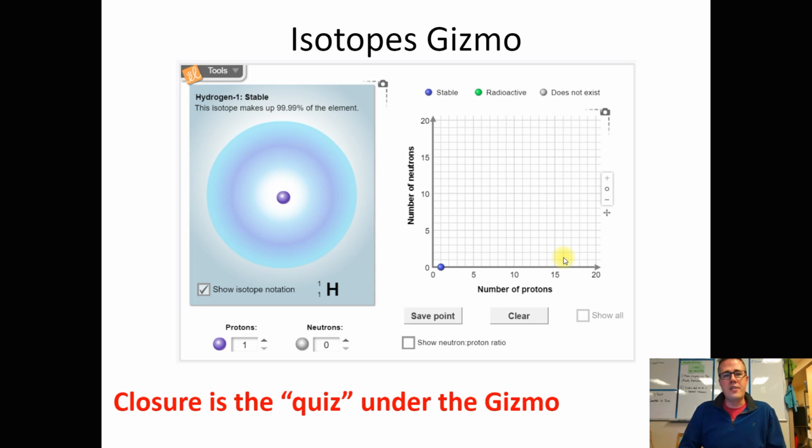Your last step for this lesson is to go into the Isotopes Gizmo. So you're going to go to explorelearning.com and open up the gizmos and open up the one that is about isotopes and fill in the paper that's attached to this lesson. There is a quiz underneath the gizmo. That's going to be your closure for this lesson. That's the thing that I'm looking at in order to see who I need to add extra help to. So please head off to the gizmos now.